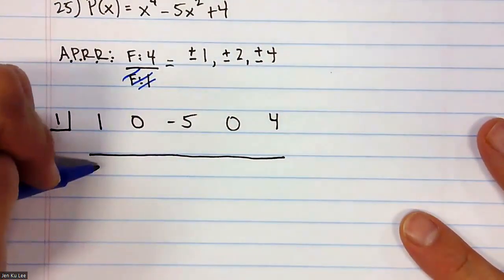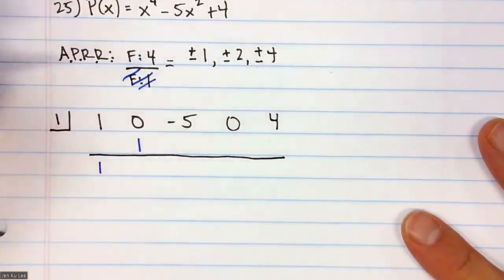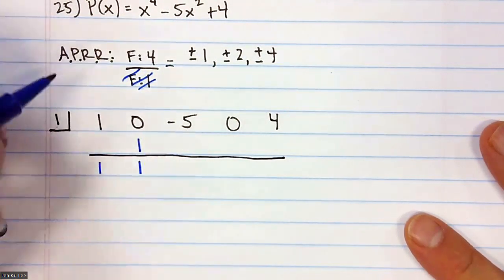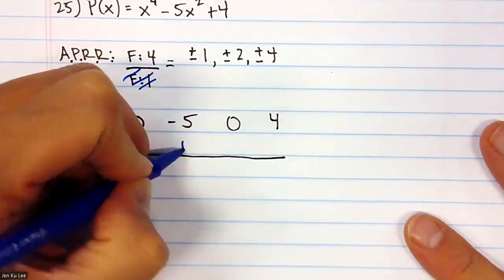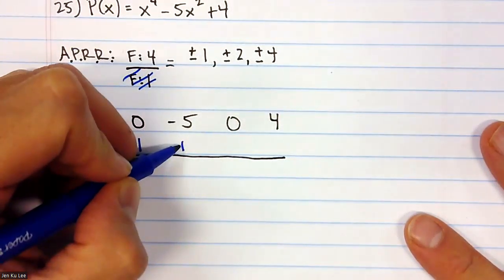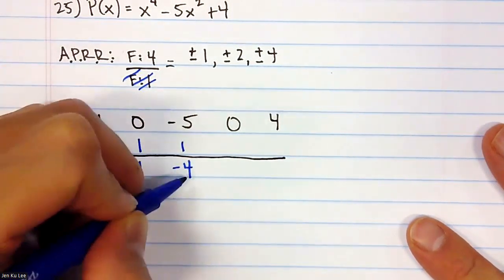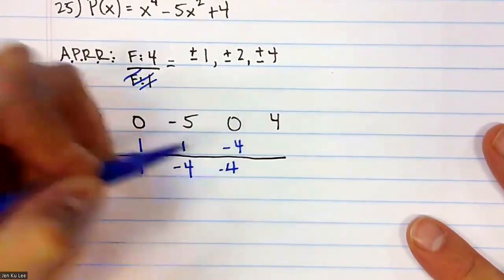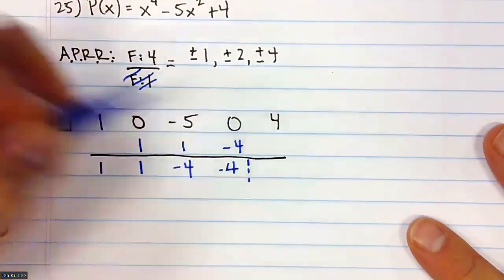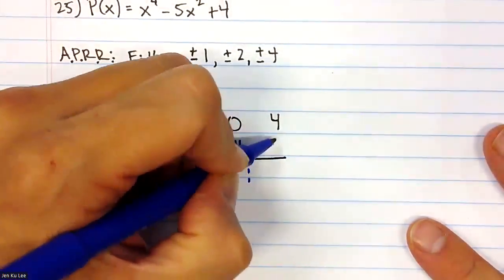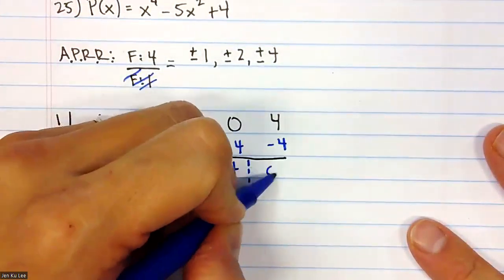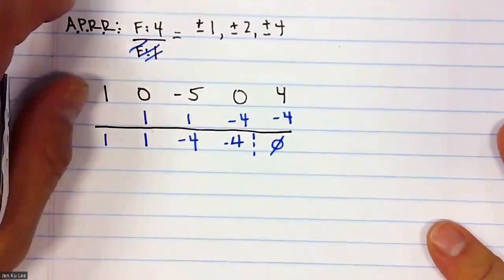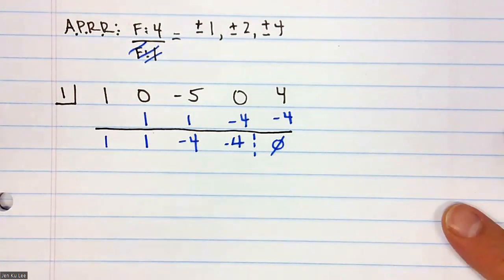So I drop down the 1. 1 times 1 is 1. 0 plus 1 is 1. 1 times 1 is 1. Negative 5 plus 1 is negative 4. 1 times negative 4 is negative 4. 0 plus negative 4 is negative 4. 1 times negative 4 is negative 4. 4 minus 4 is 0. There's going to be my remainder. So I went fishing, and I got it on my first try.